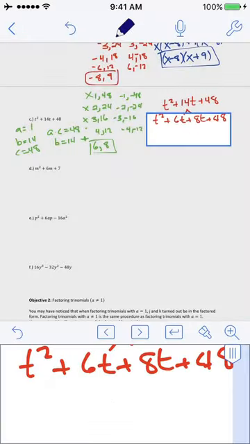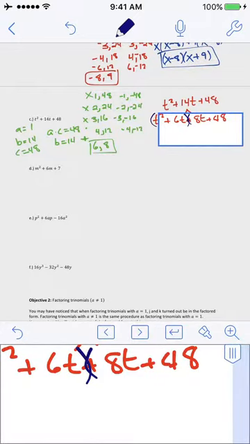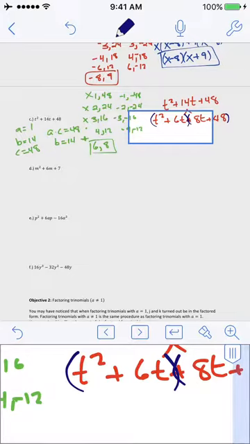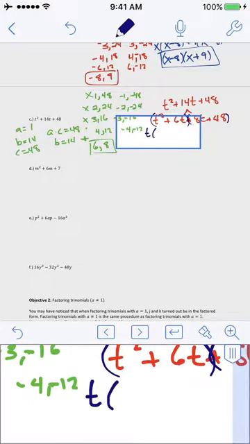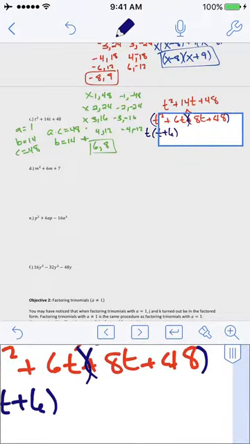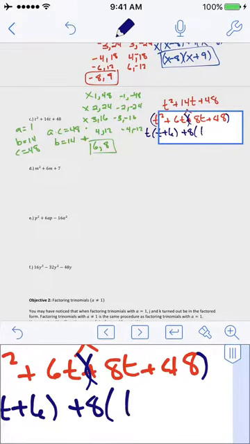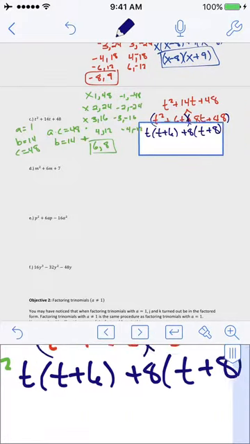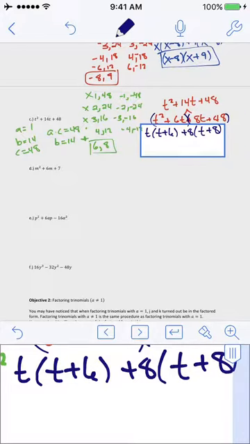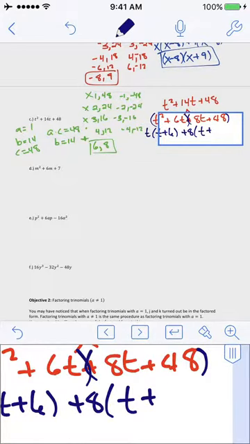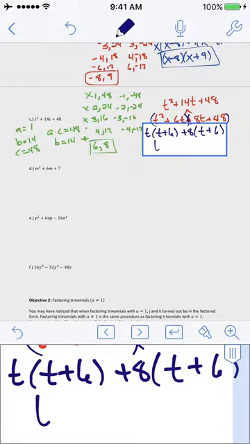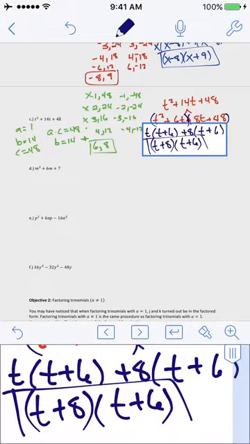Now I will factor by grouping. Group the first two, group the second two. And here I will take out a t. I get t plus 6. Over here I will take out an 8. I get t plus 8. And now I have, oops, no I don't, I have t plus 6. 48 divided by 8 is not 8, Miss K, that's silly. Alright, and I get t plus 8 and t plus 6 as my final factored form. Sweet.